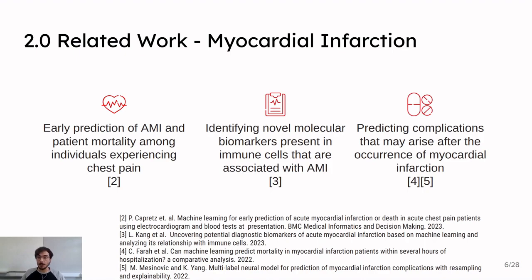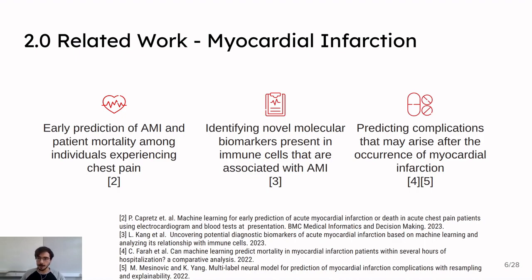So, given our literature review, we identified that the focus of the majority of studies is on early identification of AMI cases using machine learning techniques, such as in the second study that performs the early prediction of AMI and patient mortality among individuals experiencing chest pain, and in the third study that performs the early prediction through novel molecular biomarkers present in the immune cells associated with AMI.